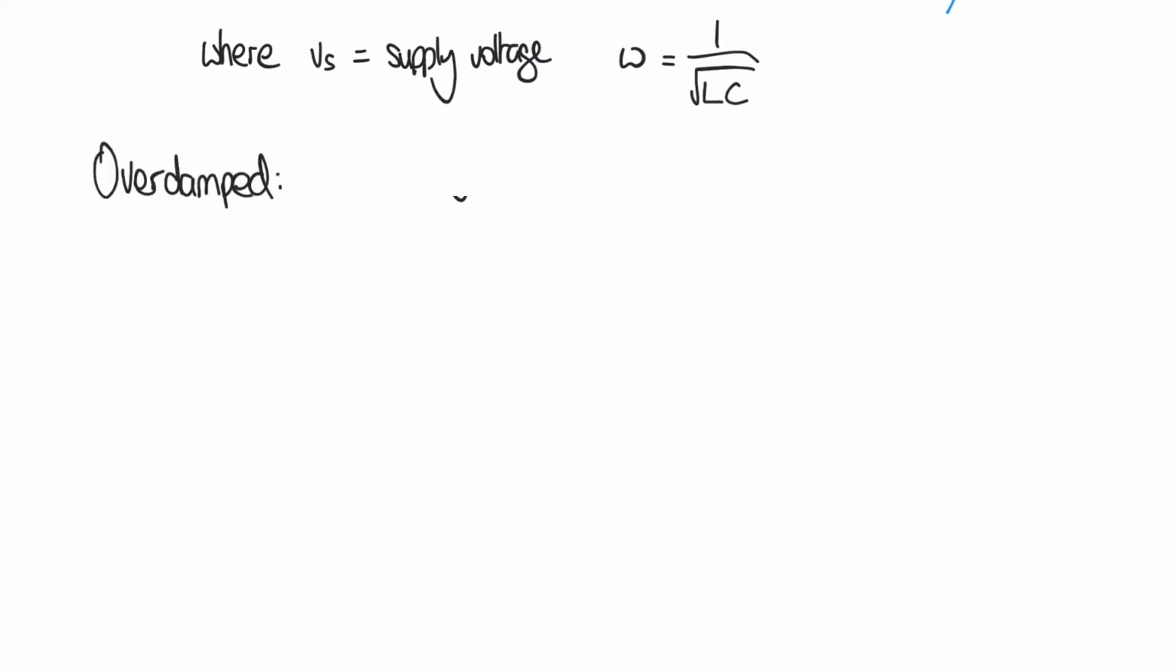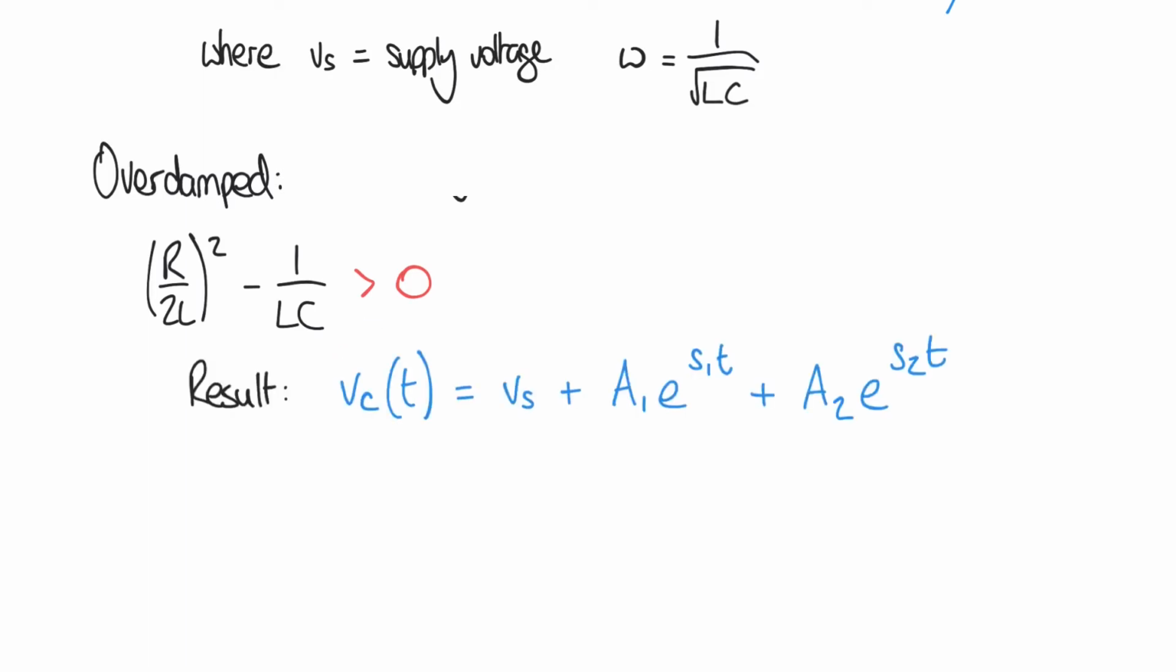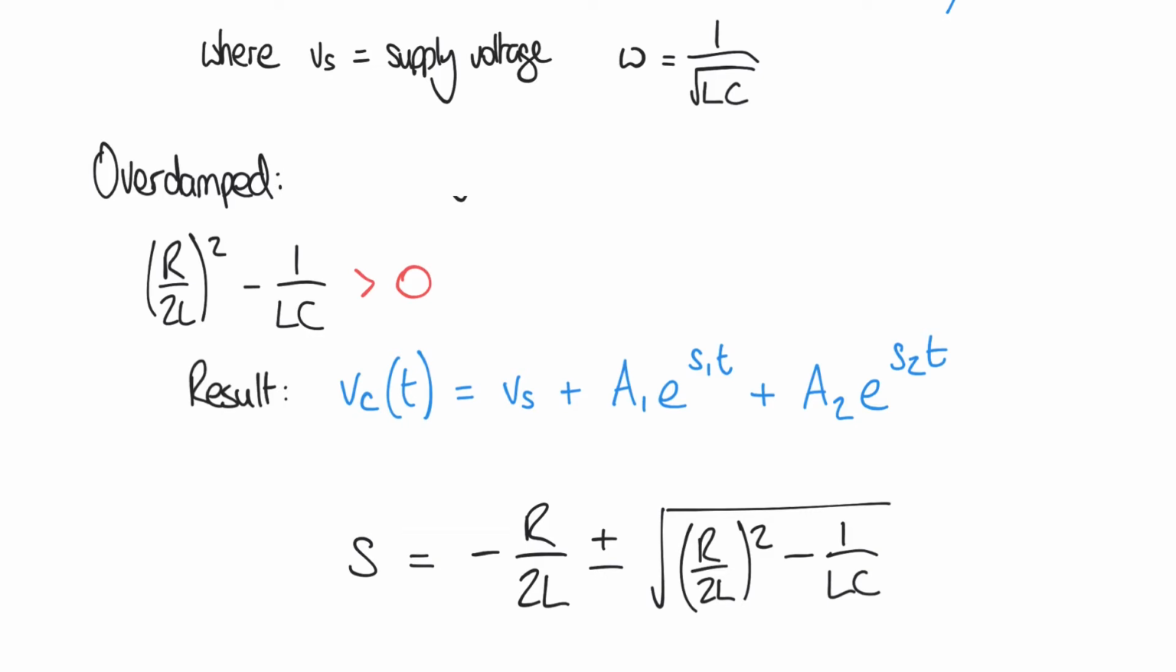The last case is if it's overdamped. If the circuit is overdamped, the value of the discriminant is going to be greater than 0. And if this is the case, the result's going to take this form. Vc of t equals Vs plus A1 e to the power S1t plus A2 e to the power S2t. Again, the values of A1 and A2 are constants that we're going to have to find. The values of S1 and S2 are actually the roots of the equation that we would find by using the whole, not just the discriminant, but the whole of that equation for the roots that we saw previously.